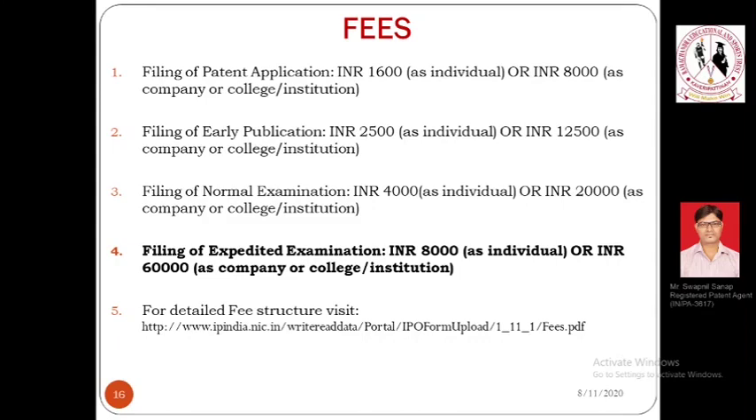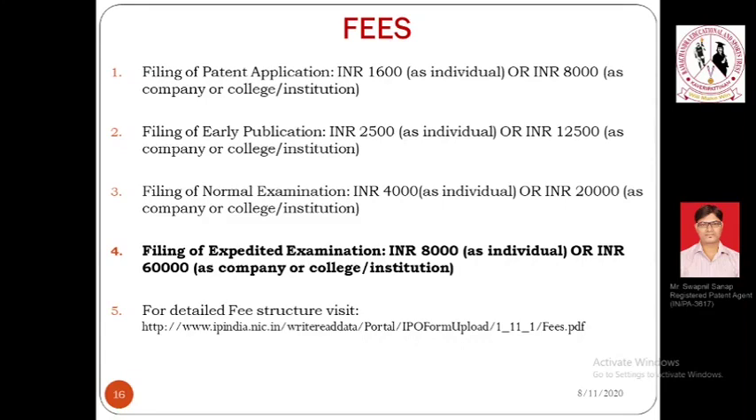The nominal fee is INR 1600 for the filing of a patent application if the application is filed as an individual. Now, what is the meaning of individual here? It is an individual person or a group of people, right? A person or a group of people are referred to as individual according to the Patents Act. Whereas any other entity, for example a college, a company, or an organization, is referred to as a company. So INR 8,000 is the government fee for filing the patent application under the name of a college or company.